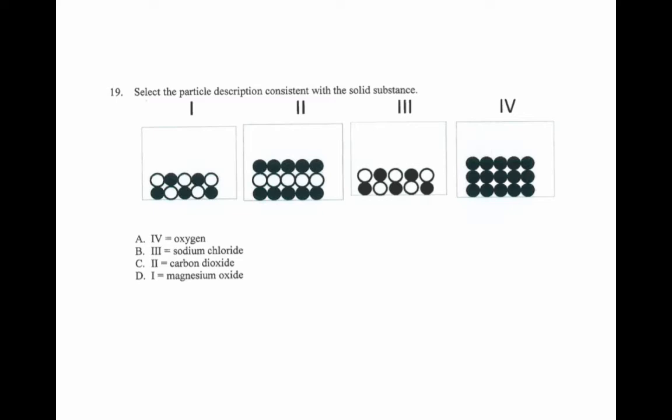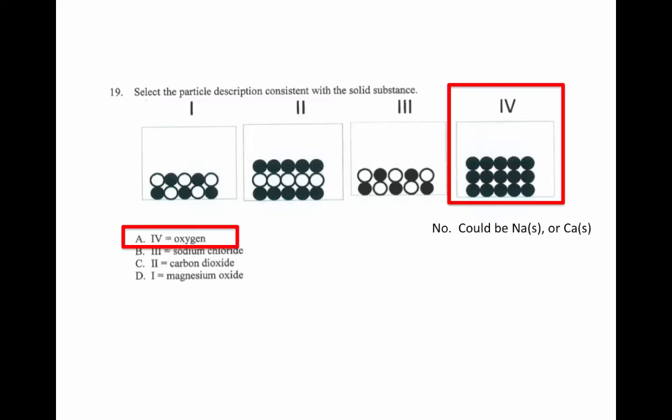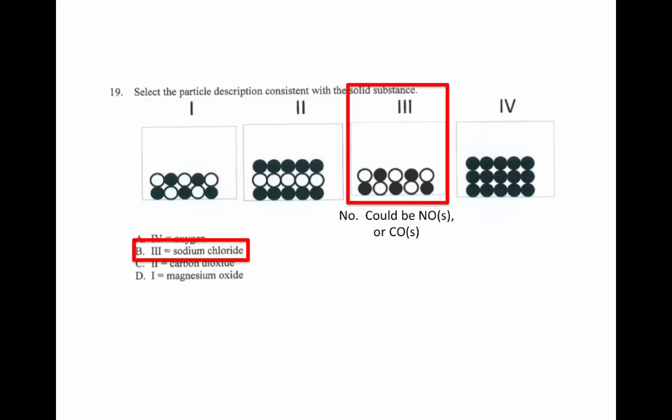So the first says that figure 4 could be oxygen. No, I don't think it's oxygen. I think it could be an elemental solid, maybe sodium solid, calcium solid, but I don't see distinct O2 molecules. Could 3 be sodium chloride? No, this is molecular, not ionic. Could be something like NO or CO solid, but not sodium chloride.